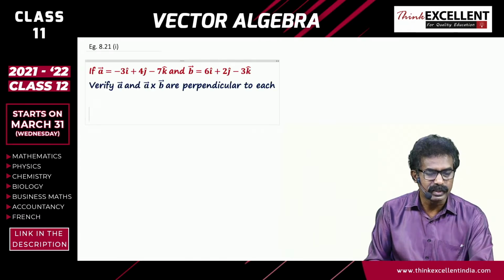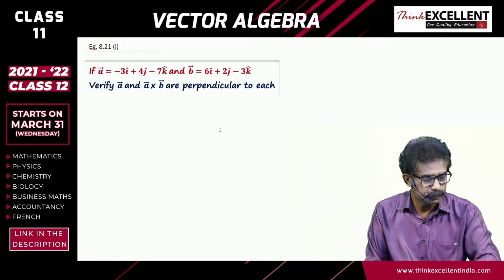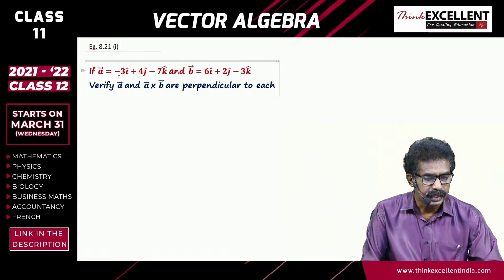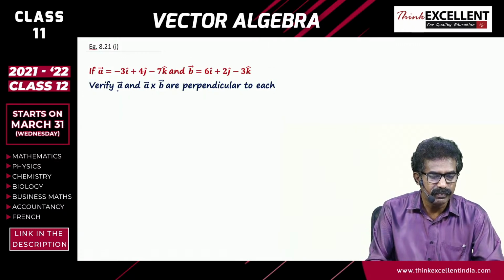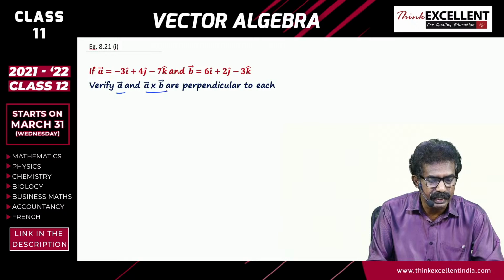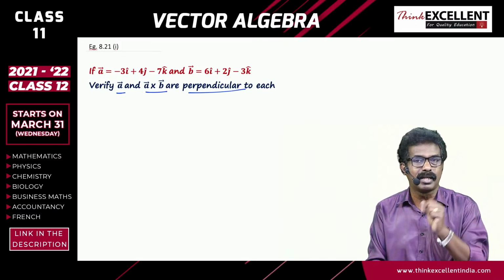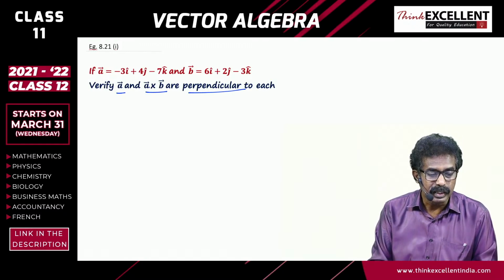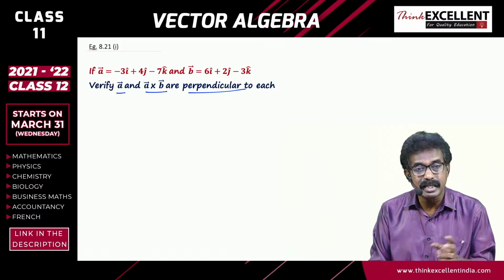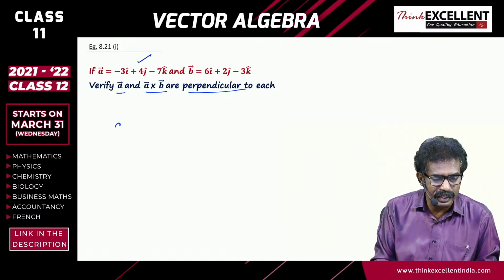Now in the last exercise, I'm just going to explain a few sums to you. Okay, look at this. A vector given, B vector given. Verify, listen very carefully to this question, verify that A vector and A cross B are perpendicular. What is the condition for perpendicular? Dot product equal to 0, right? So which vectors are perpendicular? A vector and A cross B. A vector you know. A cross B we don't know. So you find A cross B first.